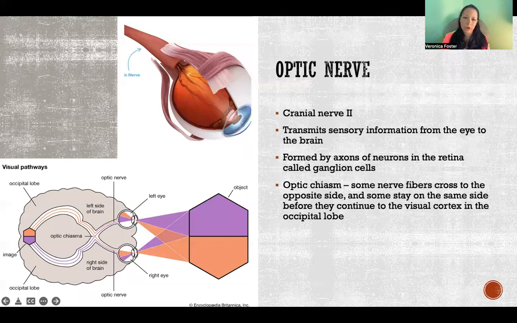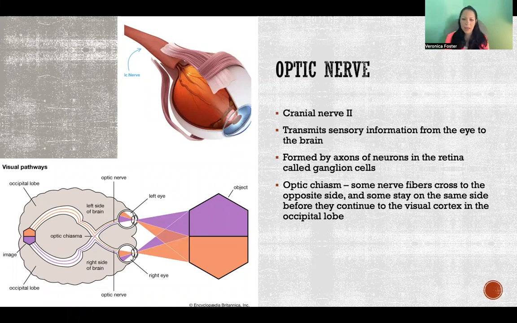Okay, the optic nerve is cranial nerve number 2. So it's transmitting the sensory information from the eye to the brain. It's formed by all of the neurons that make up the retina. Their axons converge and come together at the optic disc and form the optic nerve that then travels posteriorly in the brain and heads to the occipital lobe and a couple other detours along the way, different parts of the brain. Some need direct visual input.